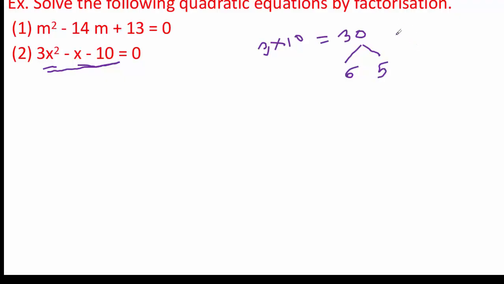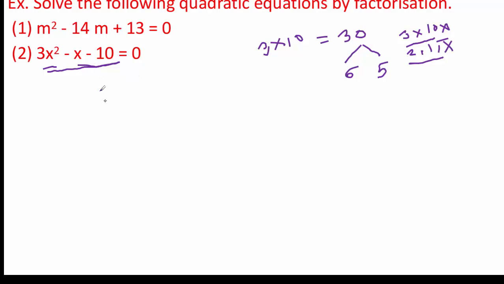There are other factors also, 3 and 10, 2 and 15, then 6 and 5. But the difference of 3 and 10 is not 1. Therefore, we shall not take this pair. The difference of 2 and 15 is not 1. Therefore, we shall not take this pair also. We shall take 6 and 5.